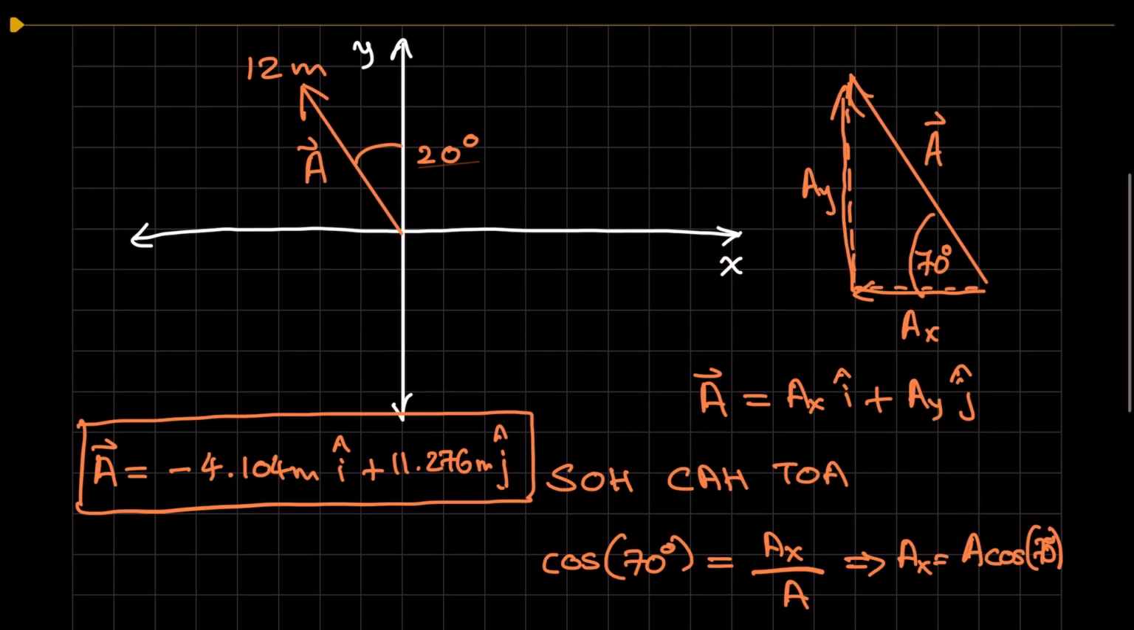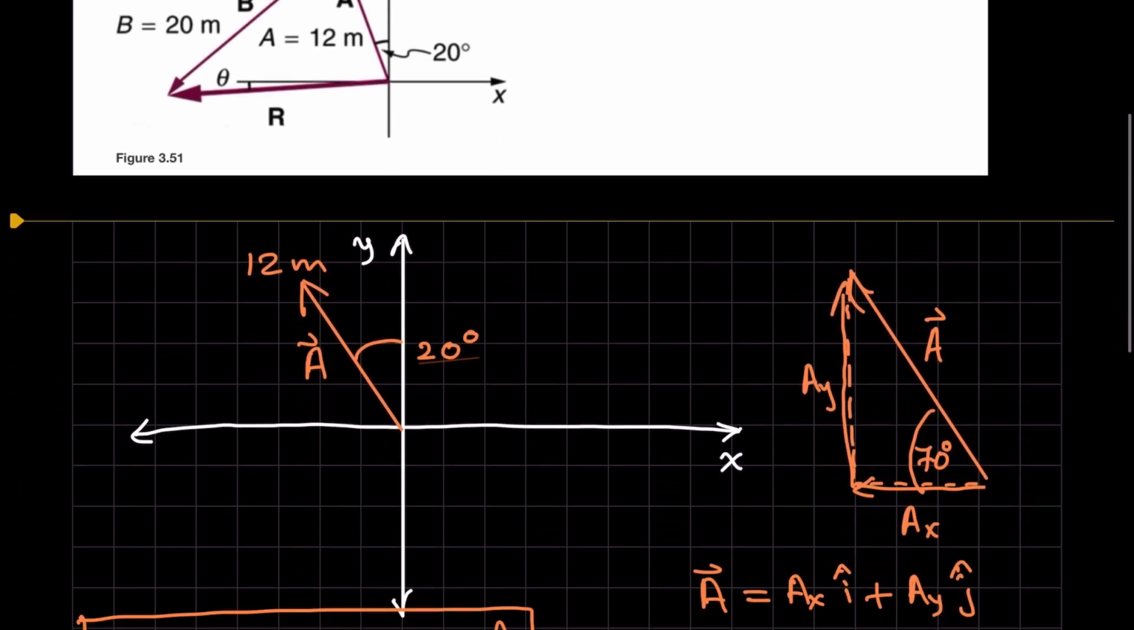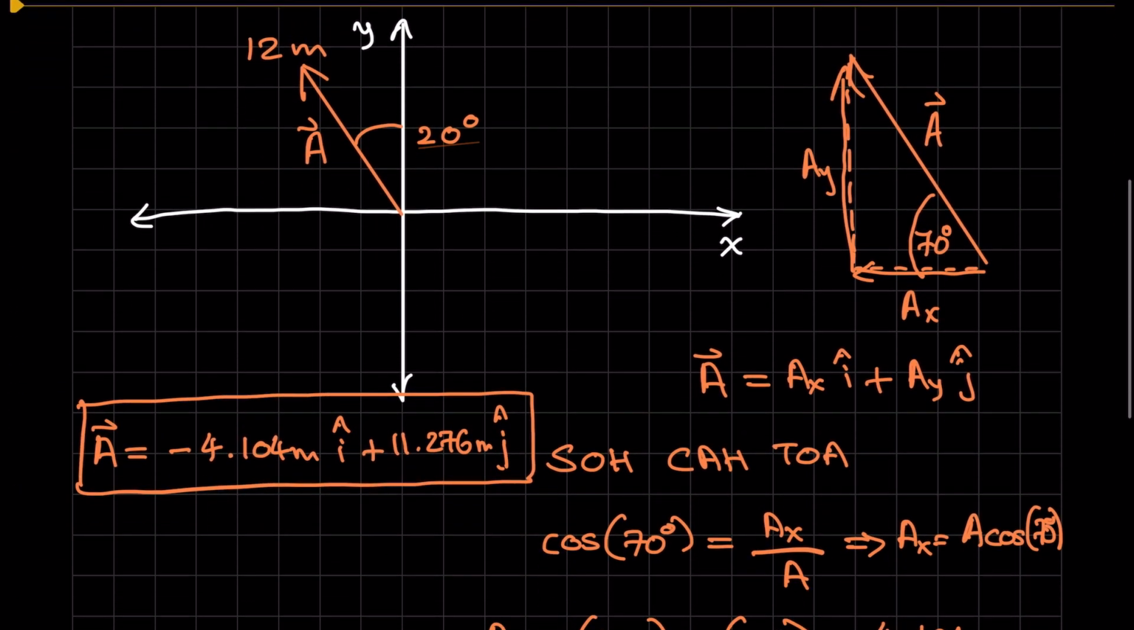So we worked on A. We still have to add these together, A and B, so what we're going to do is do the same thing for B. Draw B as given, break it up into its component forms, and then we can get to adding these two vectors together.